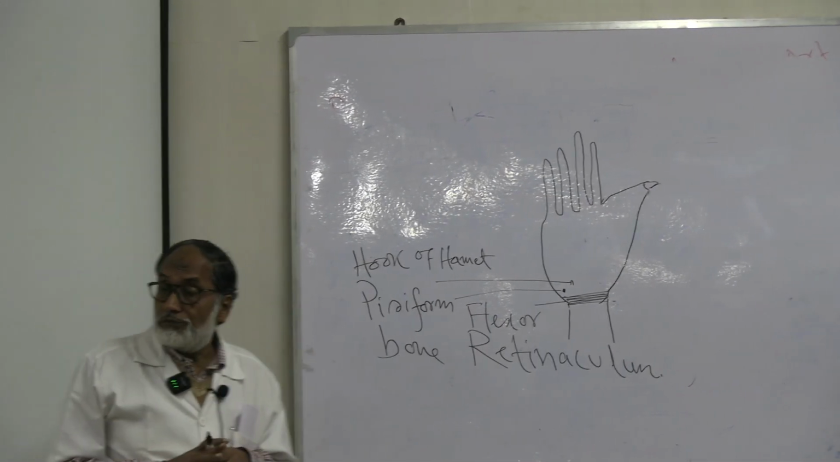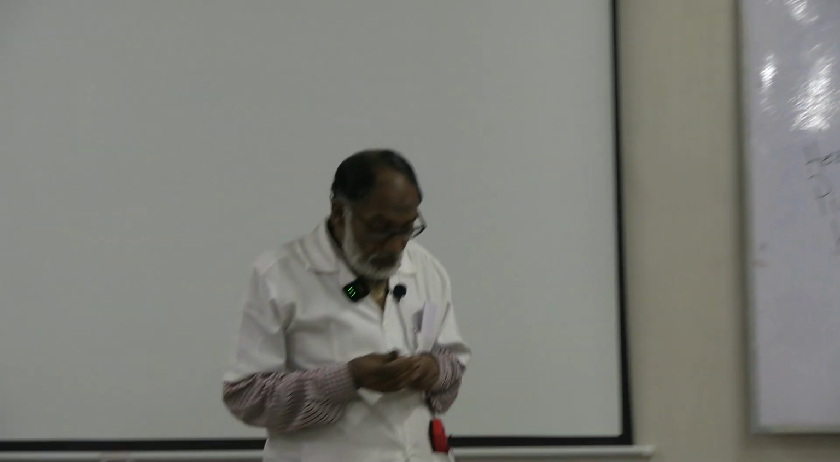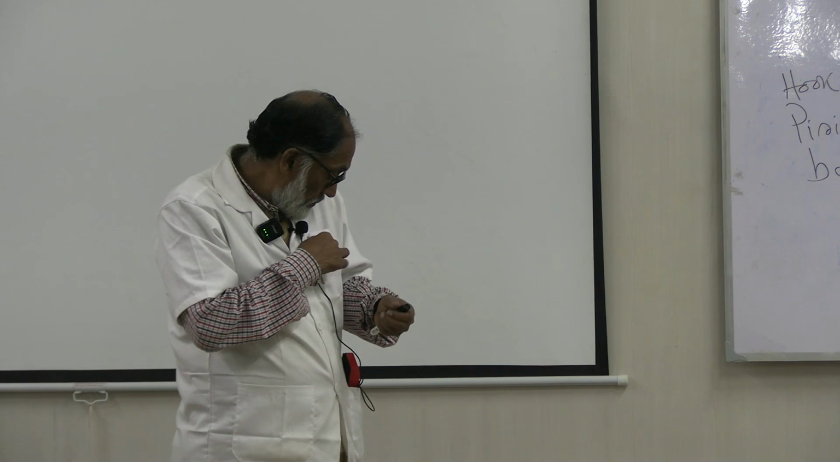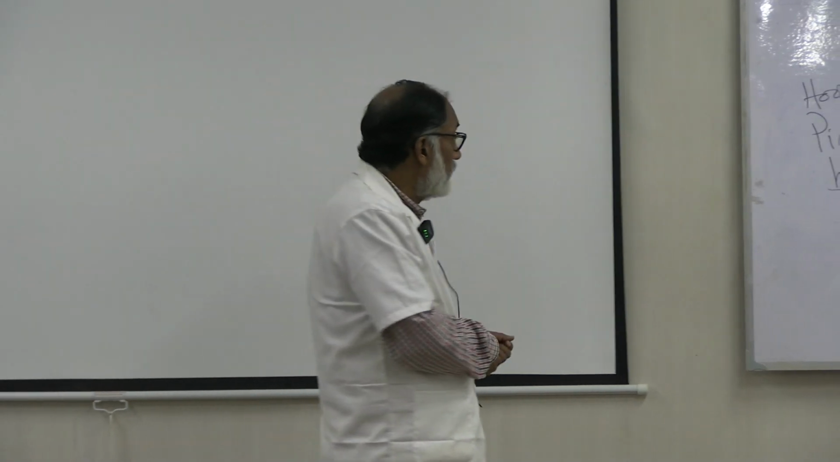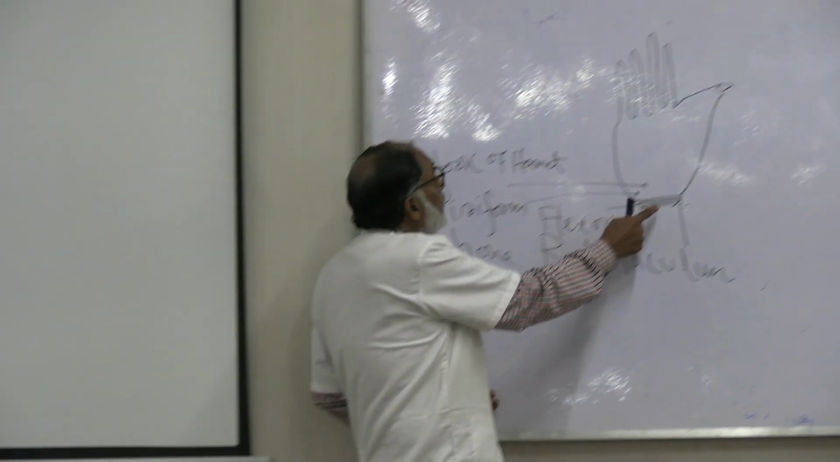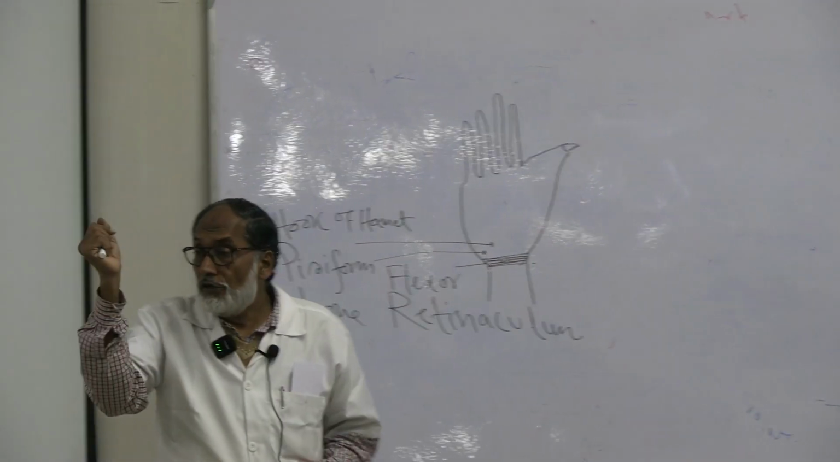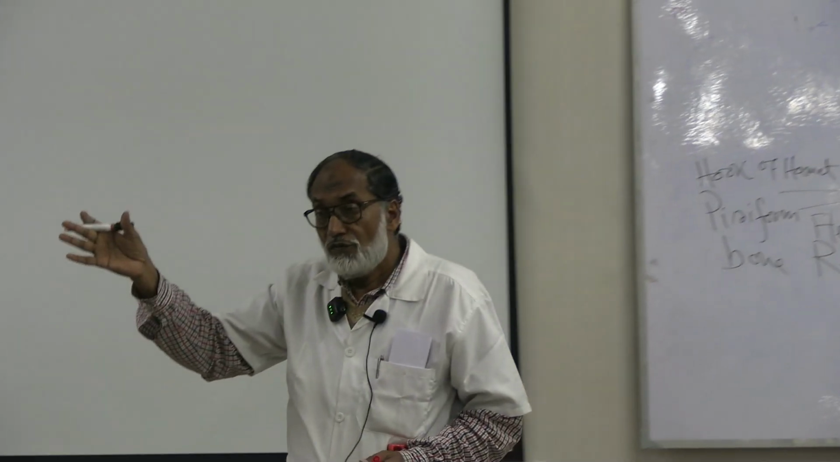I am drawing the ulnar artery first. The ulnar artery passes over the flexor retinaculum. It passes superficial to the flexor retinaculum. What is the flexor retinaculum? It is the condensation of the deep fascia of the forearm. The deep fascia of the forearm has been condensed here to form the flexor retinaculum. It is on the flexor aspect.